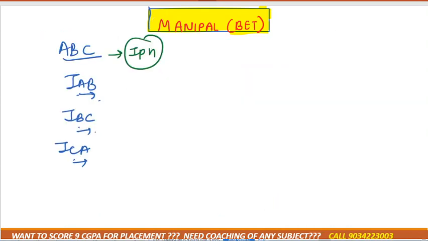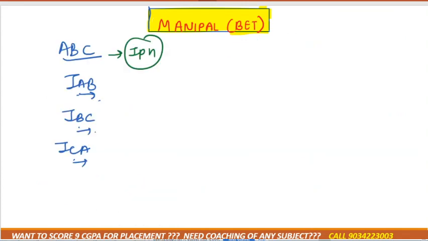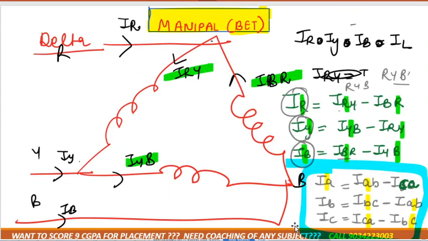Understood? So now you have the value of IAB, you have the value of IBC, and you have the value of ICA. You just need to substitute in this formula, then you will get the value for IA, IB, and IC. Correct?